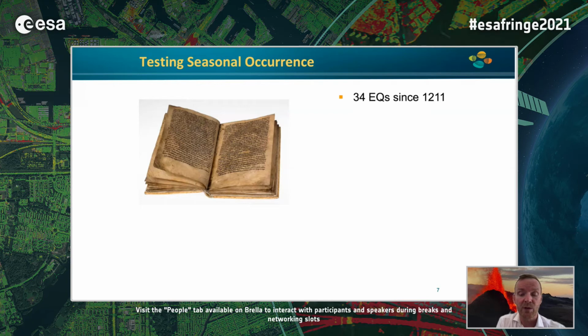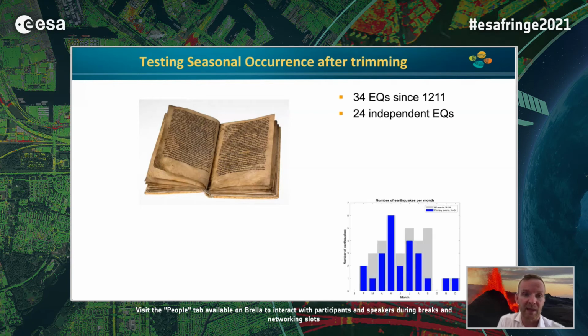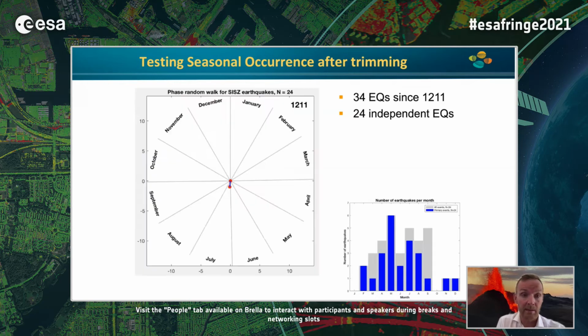So after looking into this, we can say that the timing of at least 24 of these earthquakes and earthquake sequences is independent. And if you look at a histogram, just with the months on the x-axis, you can see they seem to peak in the summer. But is this significant? Well, let's look at a way to test this.